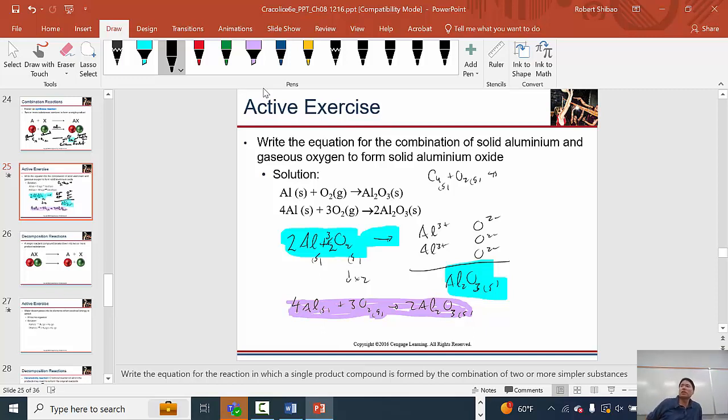Copper plus oxygen. We could potentially, what are the charges on copper? 1 and 2, based on its position in the periodic table. We would choose 2, right, and so we'd go to CuO.